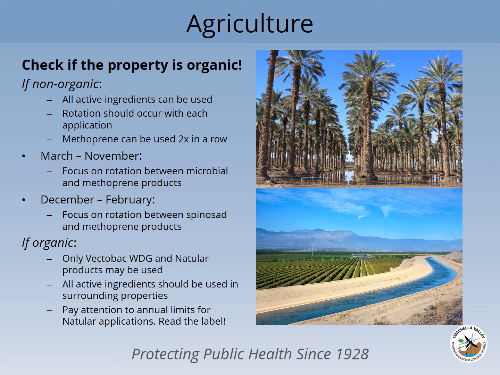And then the one important thing to keep in mind, particularly in these organic locations, because you're going to be doing so many Natural applications, is to pay attention to the annual limits for Natural applications. And those can be found on the product label. So there's a certain limit to how many Natural treatments you can do in an area in 1 year. So we've got to make sure you're reading the label and you're aware of that. So that's pretty much it for your agricultural sites.